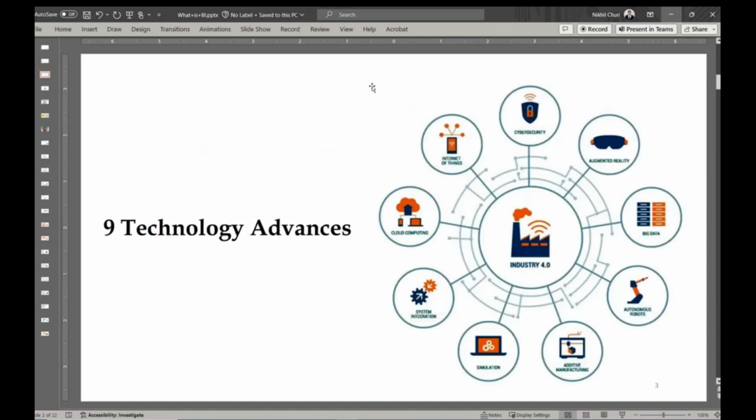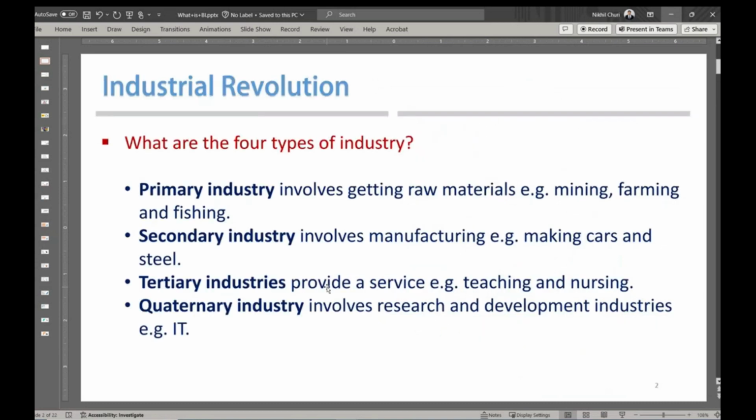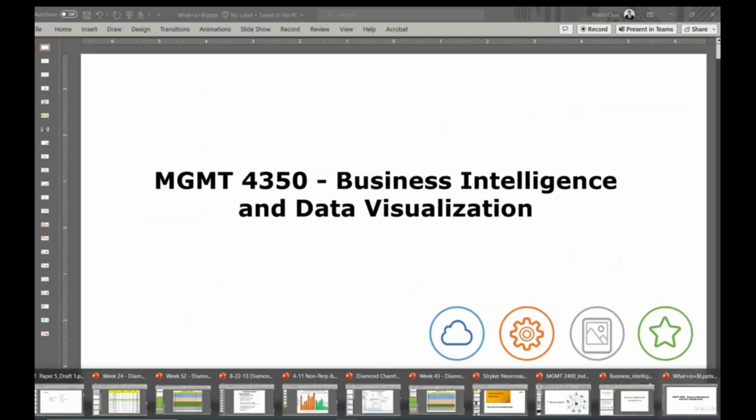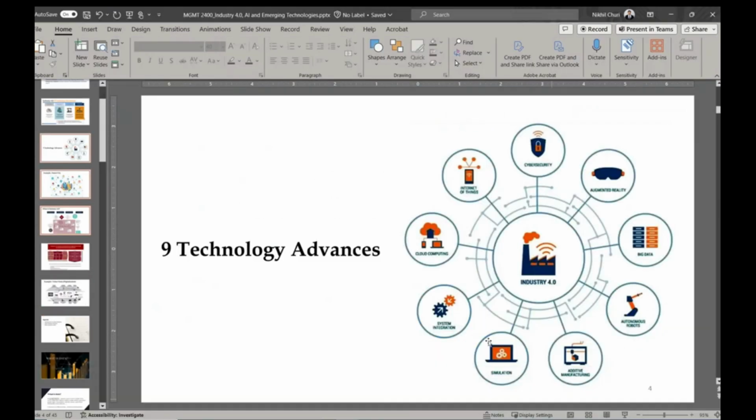And moving forward. But before that, oops, let me get the right slide over here that talks about Industry 4.0.